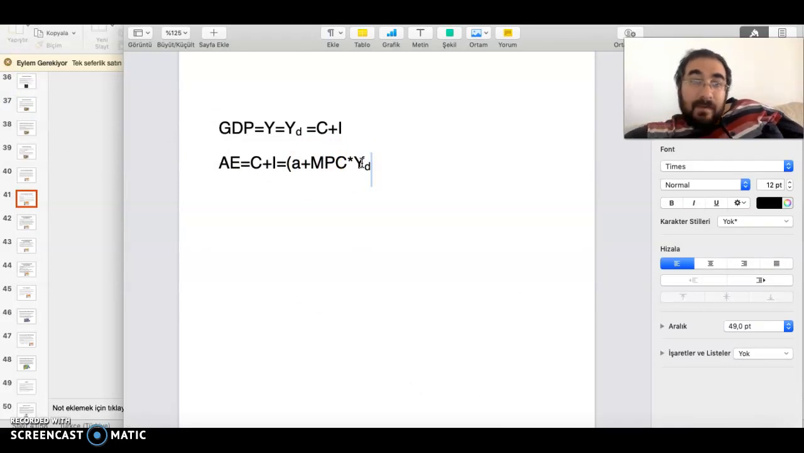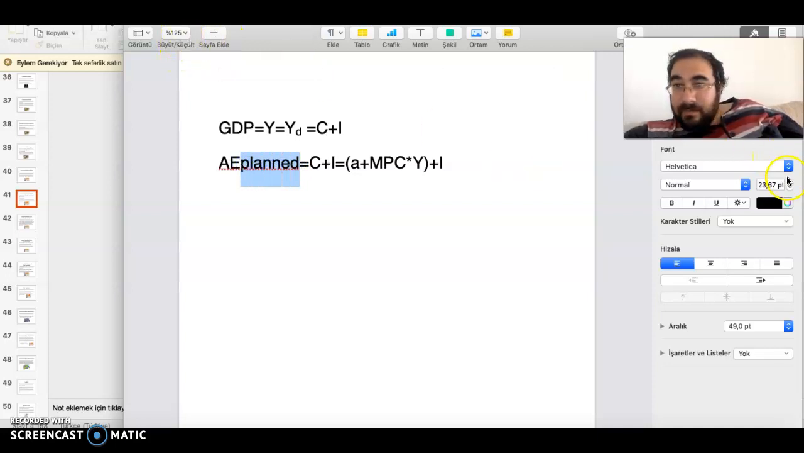Anyway, this is equal to Y anyway, so let's start from there. Plus the investment level, basically. If we are talking about the planned investment level, in that case we can easily do it also like this. And now I need to make it a little bit shorter.